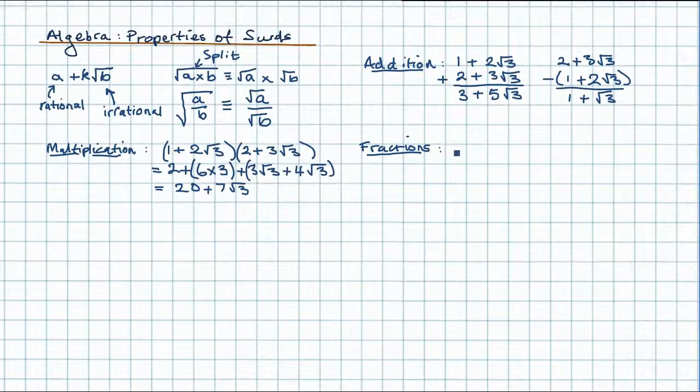Let's use the same numbers here. So I'll take our smaller quantity here, 2 plus 3 root 3, and divide by 1 plus 2 root 3.